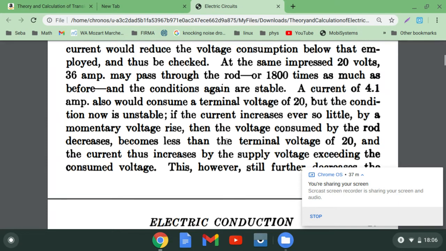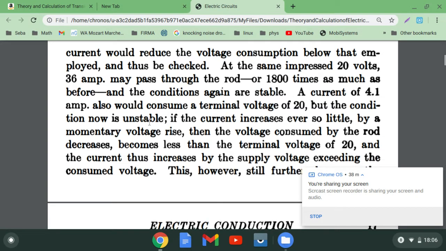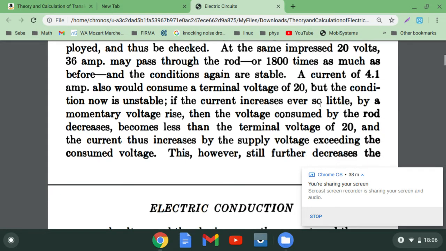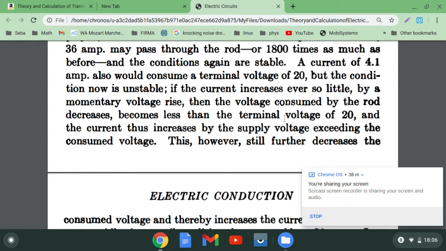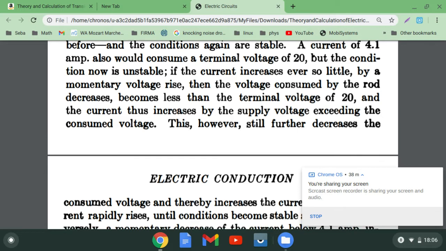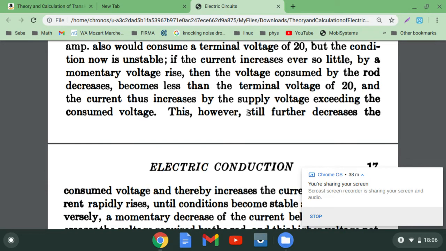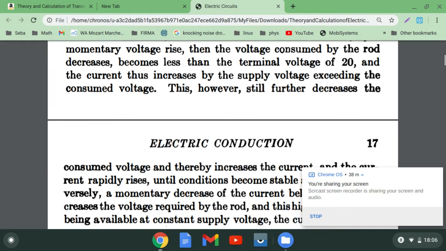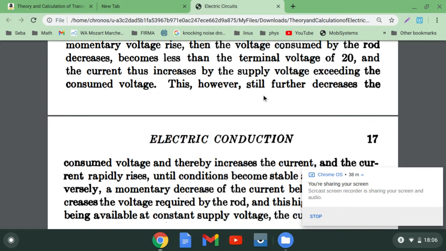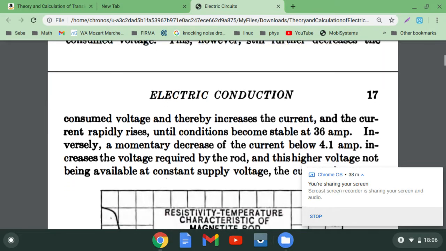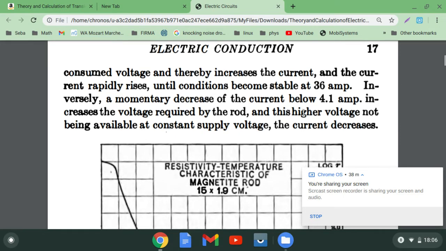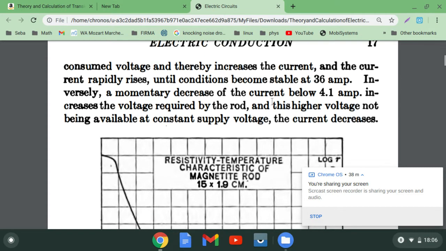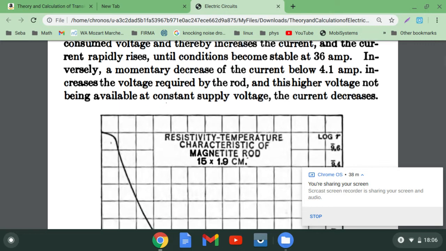A current of 4.1 amp also would consume a terminal voltage of 20, but the condition now is unstable. If the current increases ever so little by a momentary voltage rise, then the voltage consumed by the rod decreases because it becomes less than the terminal voltage of 20, and the current thus increases by a supply voltage exceeding the consumed voltage. This, however, still further decreases the consumed voltage and thereby increases the current, and the current rapidly rises until conditions become stable at 36 amp.